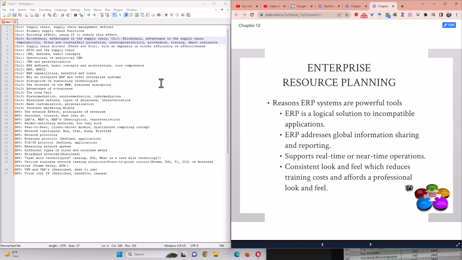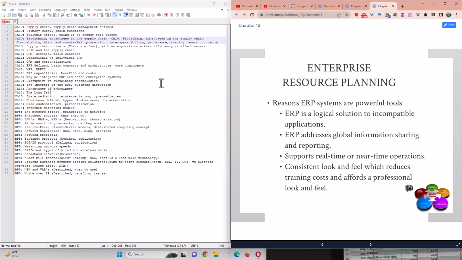The global information sharing and reporting, that's that centralized database. So much of your information processing is embedded in the software of this system and is being entered into a database which each of these software processes has real time or near time access to. It means that, once an event happens, every process or individual has access to that information. And this supports real time or near time operations.